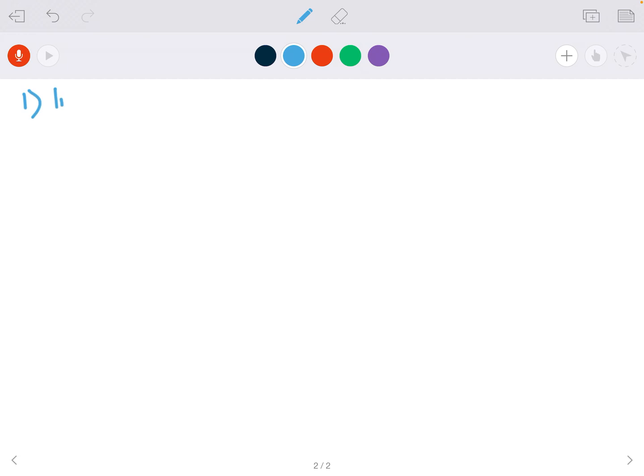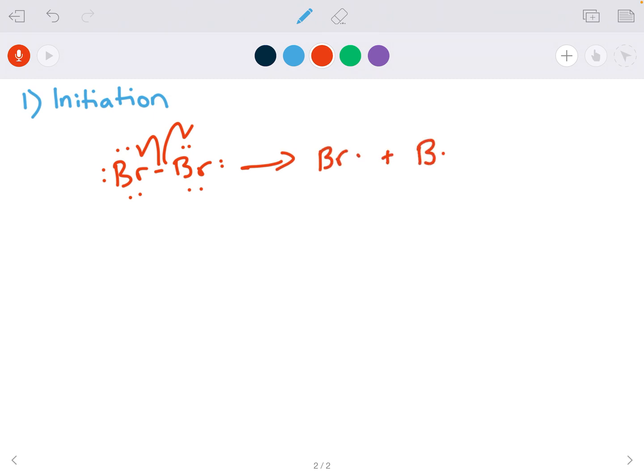So step 1, initiation. In this reaction, the initiation step is a homolytic bond cleavage of bromine. One electron moves to each of the bromine atoms to give you two atomic bromines. Usually you'd find it in the diatomic form, but the light catalyzes it to give you the atomic bromine, just monoatomic, if you want to be more specific.